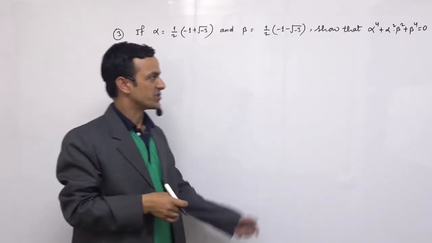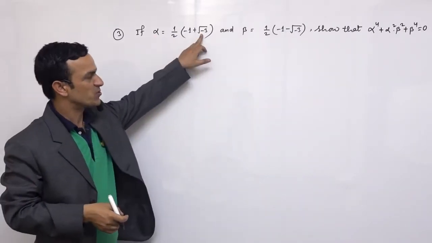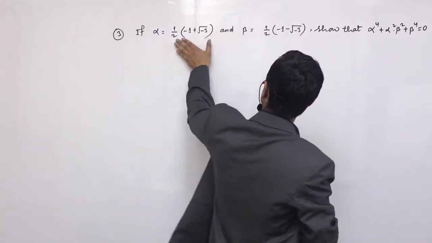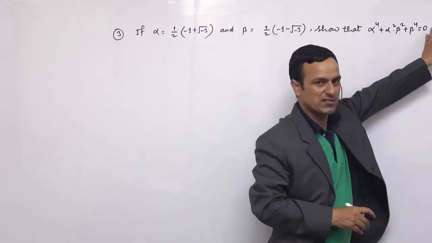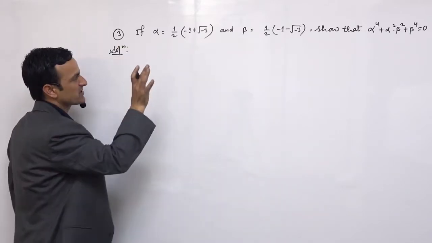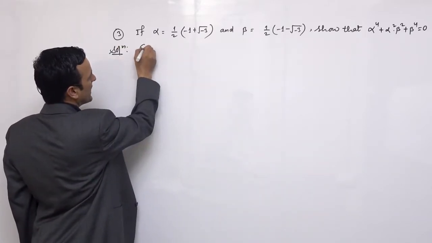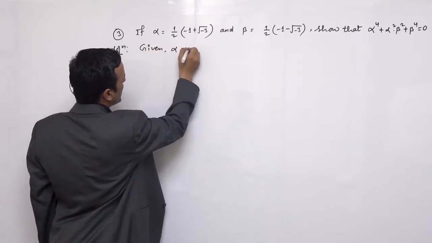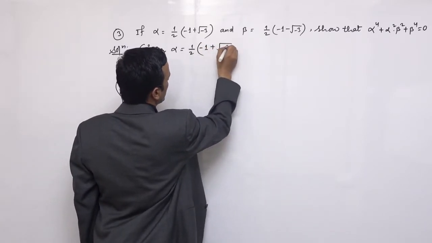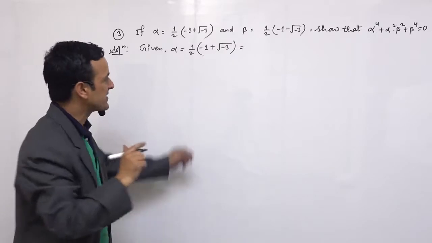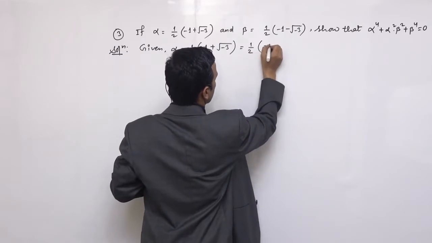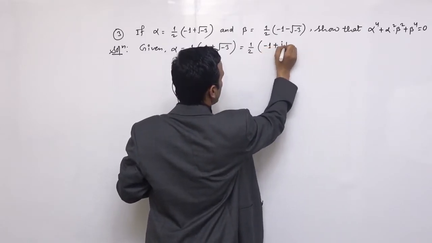We have another question, question number 3. Alpha is equal to this one, it is given. Beta is equal to this one, it is given. So by using these values, we have to show this result is 0. So let's see. Regarding complex cube root of unity, alpha is equal to 1 over 2 into minus 1 plus root under minus 3. It can be written like this also: 1 by 2, and here is minus 1 plus I root 3.